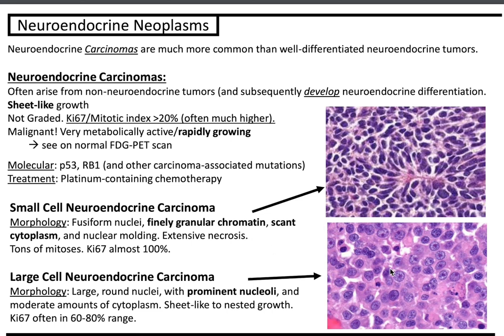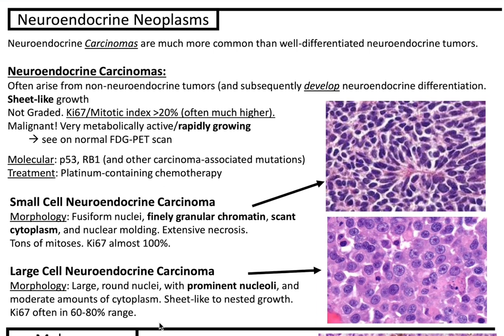Morphologically, you'll have large rounded nuclei with prominent nucleoli and moderate amounts of cytoplasm. In terms of NC ratio, your small cell neuroendocrine carcinoma will have a higher NC ratio than your large cell neuroendocrine carcinoma. You'll have a sheet-like to nested growth, and Ki67 is often in the 60 to 80% range.